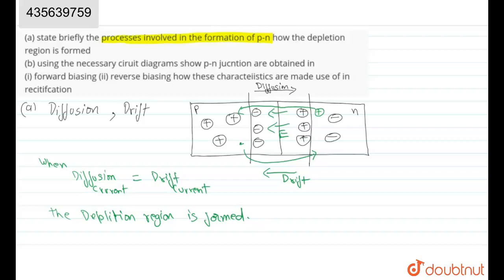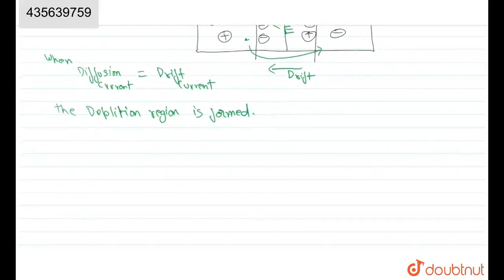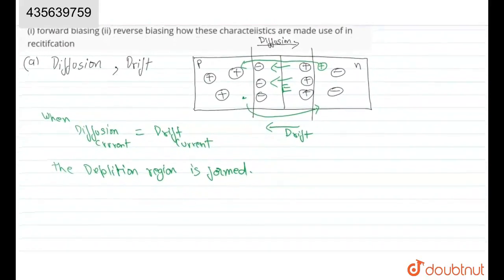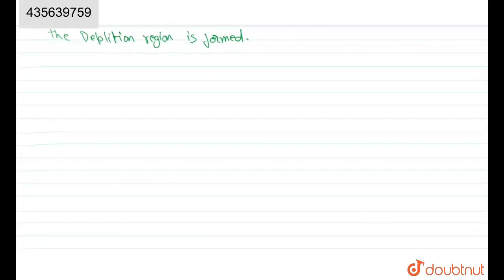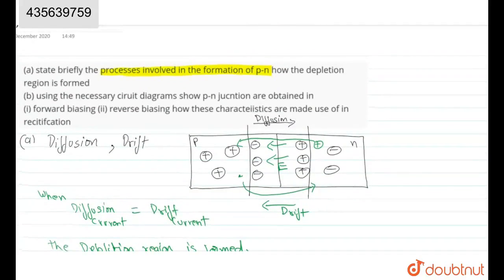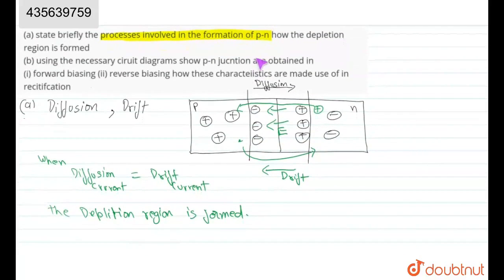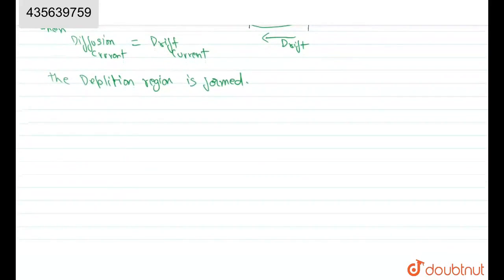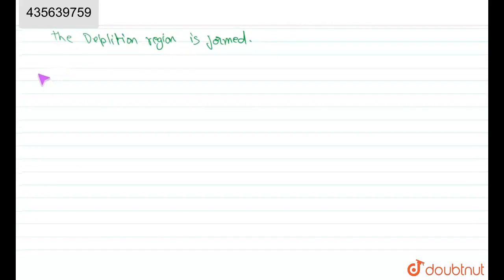Now we'll come to the second part. Using necessary circuit diagrams, show how PN junction characteristics are obtained in forward and reverse bias. I think they are asking for PN junction IV characteristics. Okay, so we'll draw the IV characteristics for the B part.